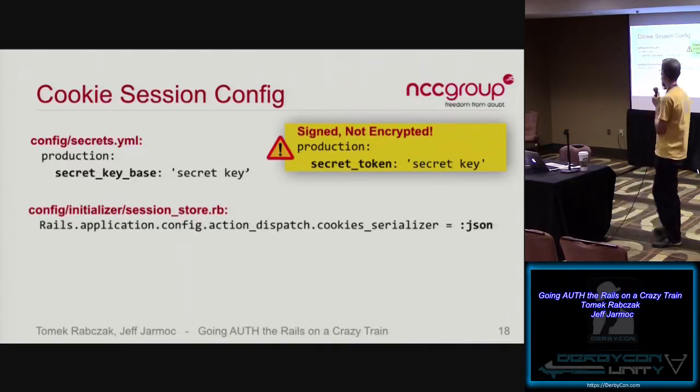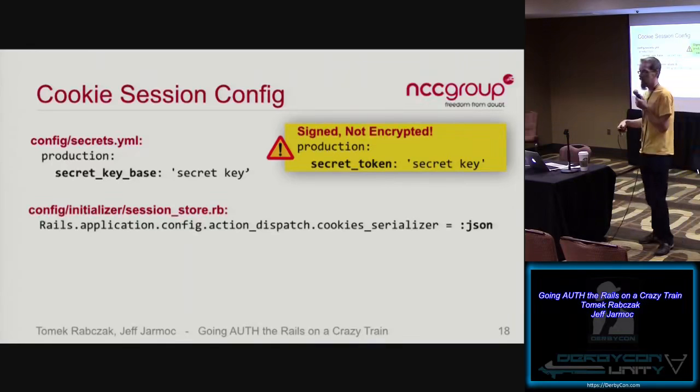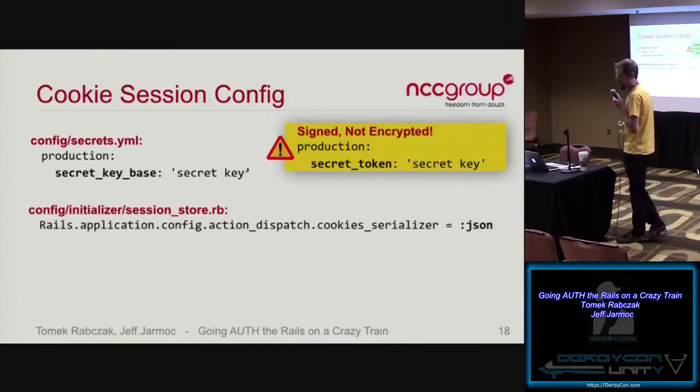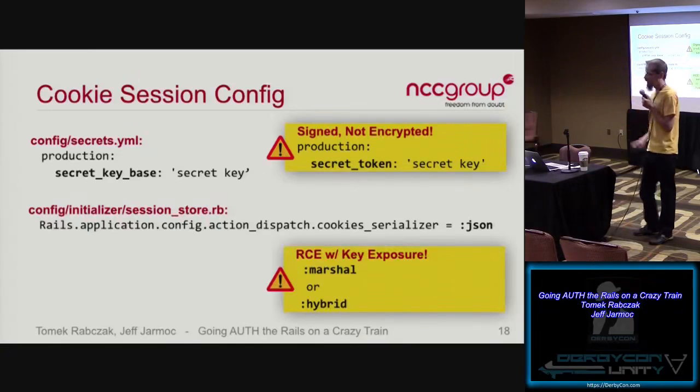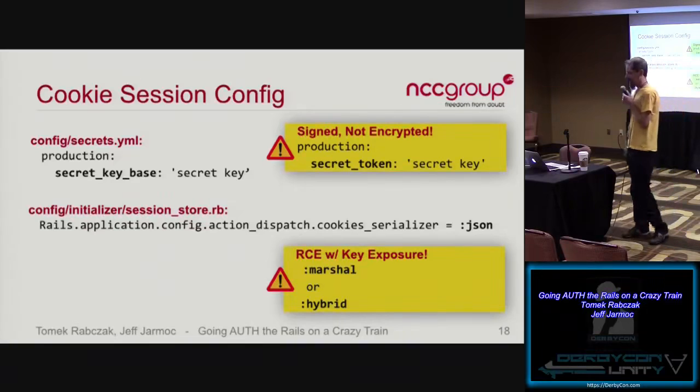Within the session store initializer, you also have a setting that determines what the serialization method is for that session. Currently, it defaults to JSON. This is the case since Rails 4.1. Prior to that, it defaulted to Marshal. Marshal load was the vector for the Rails YAML deserialization vulns of 2013, I think it was.